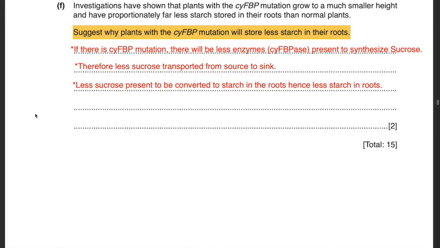If less sucrose is made, less sucrose will be transported from where it is made, that is the source, to the sink. Less sucrose present to be converted to starch in the roots, hence less starch in roots. And that is why plants with the Cy/FBP mutation will store less starch in their roots.